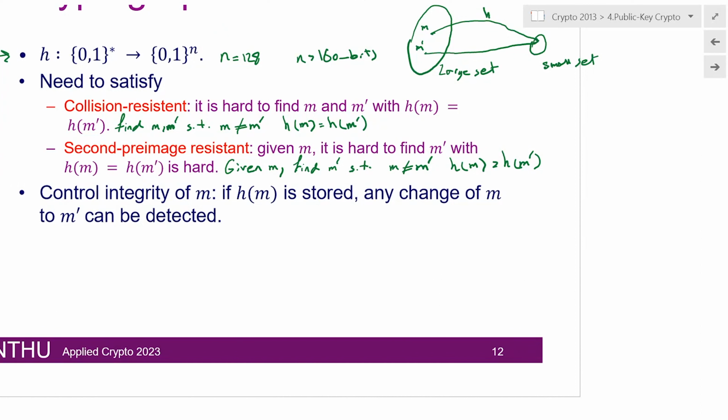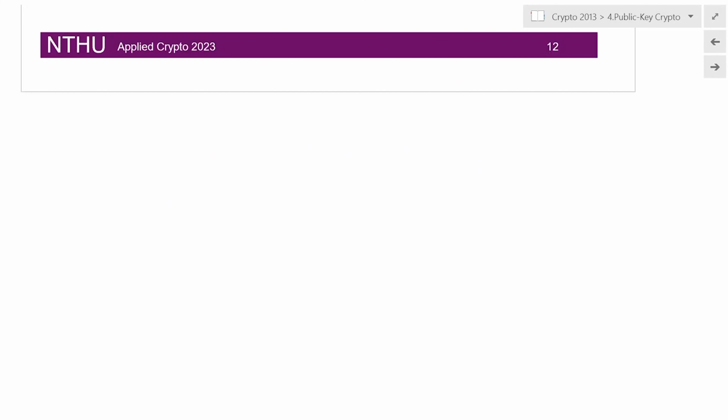We would use them for integrity checks, for example. If you want to check the integrity of M, we only store the hash of M. We don't need to store M. If M is changed to M prime, then we can detect it with the hash of M. So let me give you an example of how this could be useful, given these properties. Let's go through some examples. You will see that a lot of virus protection software actually uses this idea.